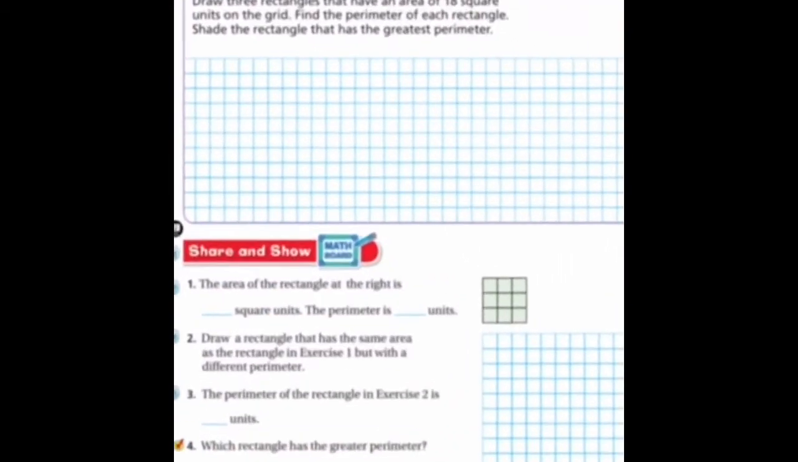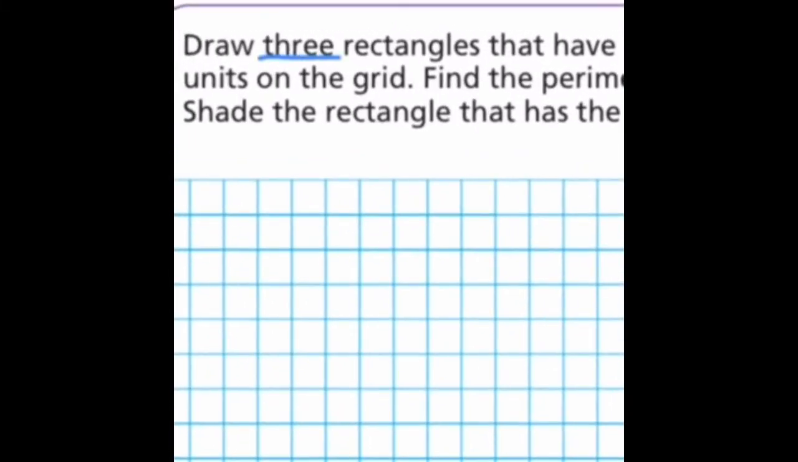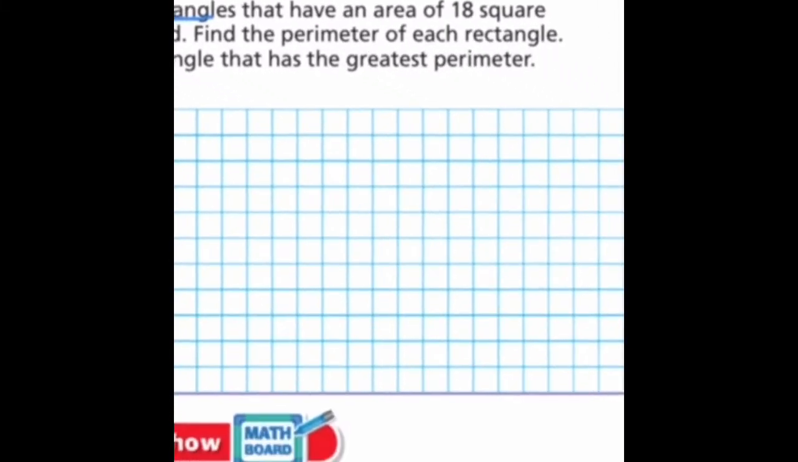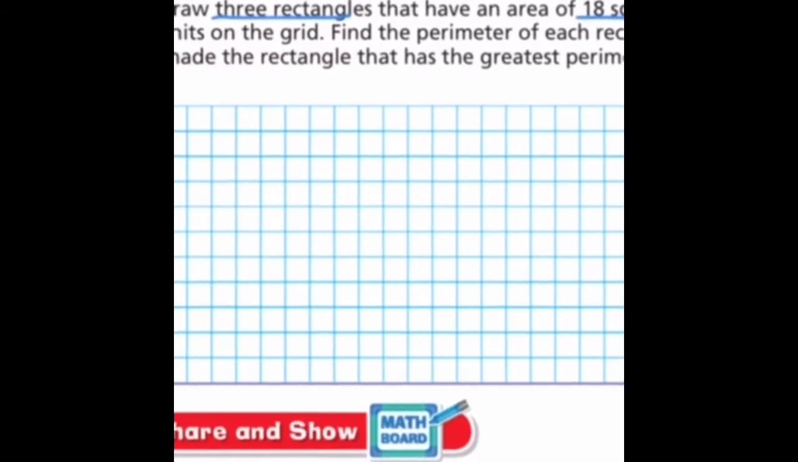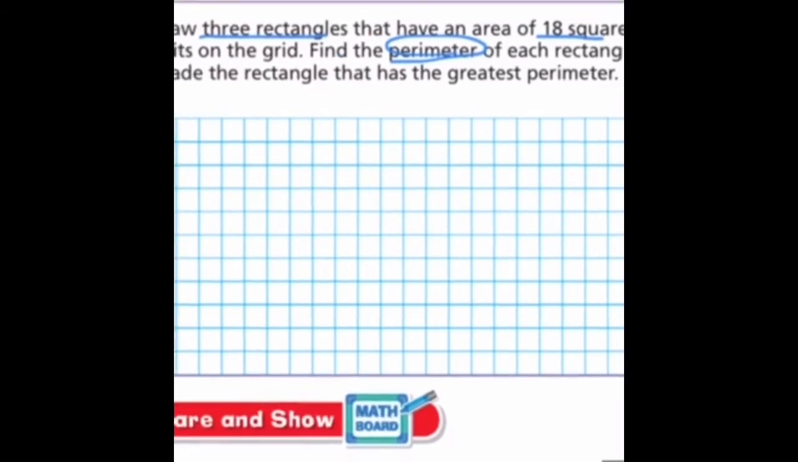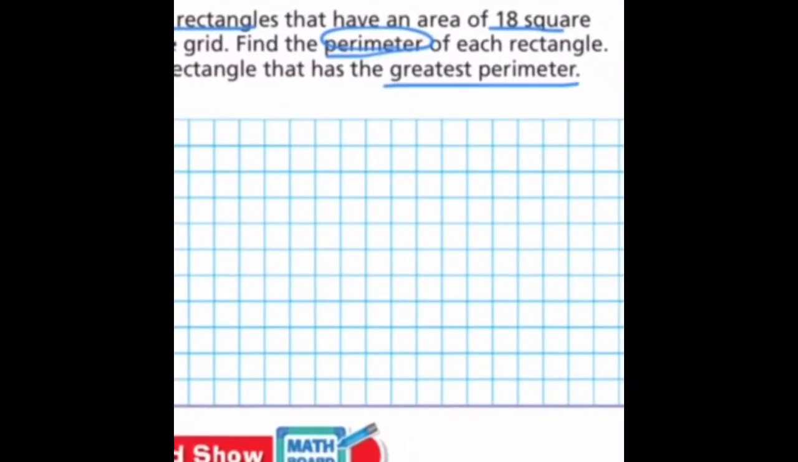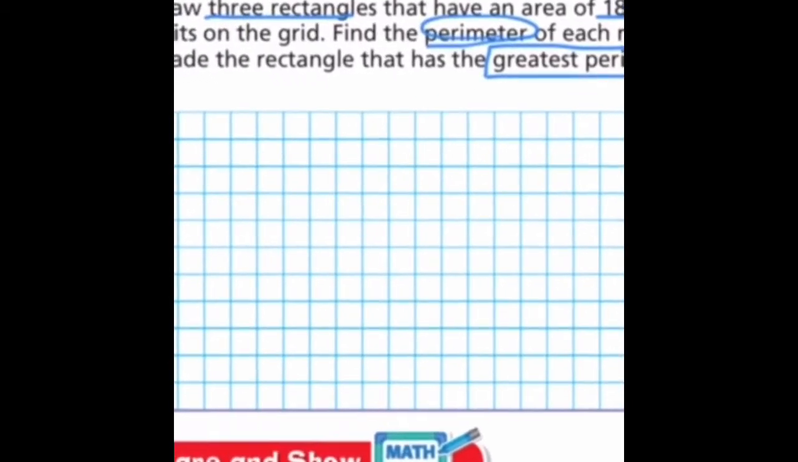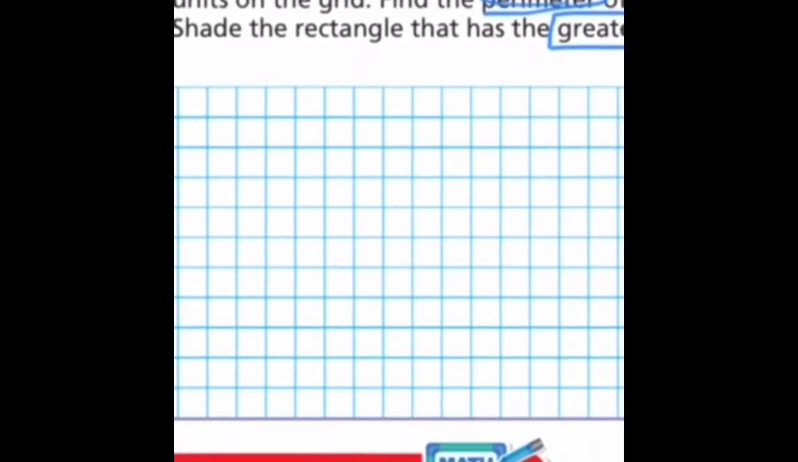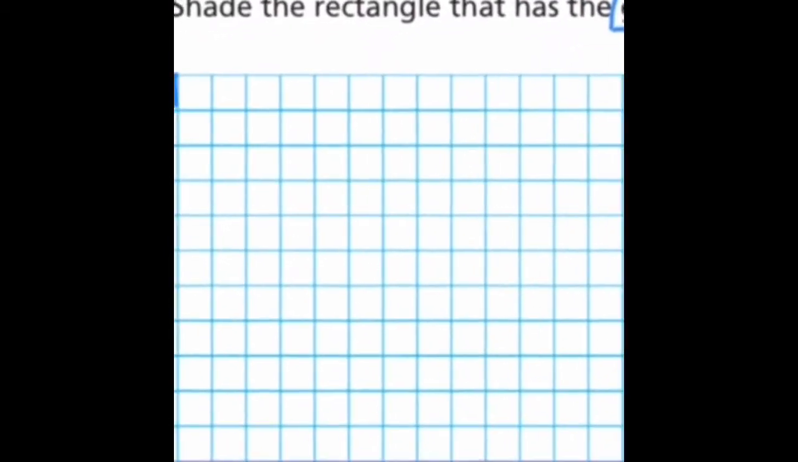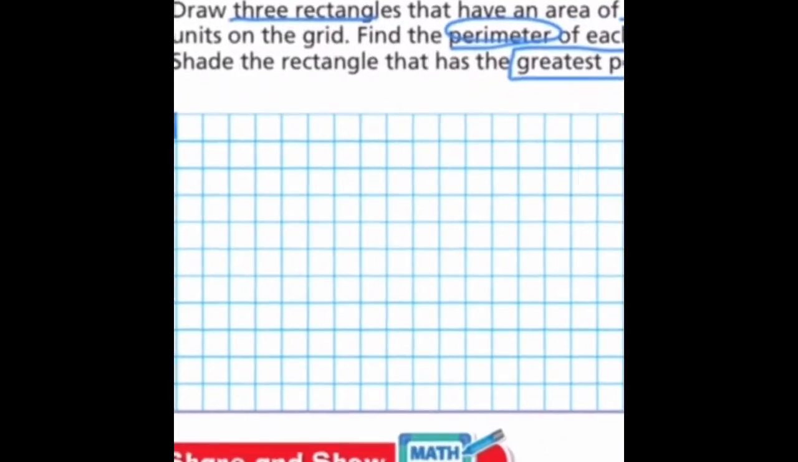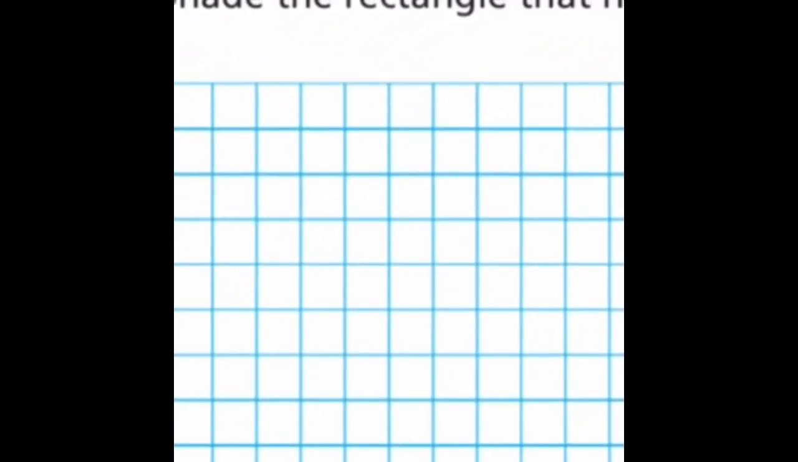All right, let's look at try this. Try this says draw 3 rectangles that have an area of 18 square units on the grid, and then we need to find the perimeter of each rectangle. Shade the rectangle that has the greatest perimeter. So first of all, we need to find 3 rectangles. So again, like I mentioned before, 1 by something. 1, and in this case, 1 times 18 equals 18. So now I need to make it 18 wide. That might take me a little bit, but let's get there.